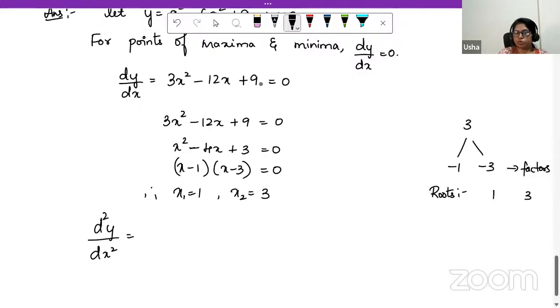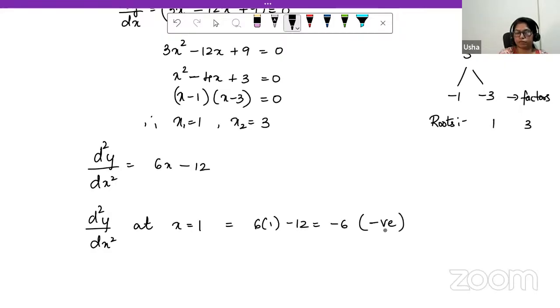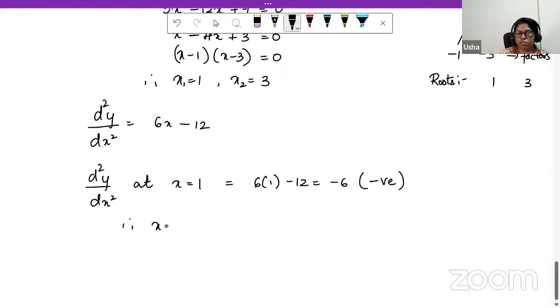For 3x square minus 12x plus 9, I have to differentiate. The derivative of 3x square is 6x, and the derivative of minus 12x is minus 12. Now we will find d square y by dx square at x equals 1. In place of x you substitute 1: 6 into 1 minus 12. 6 minus 12 is minus 6. You must write that this is negative. Therefore, x equals 1 is a point of maxima.